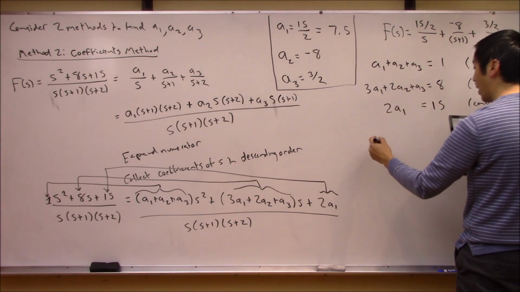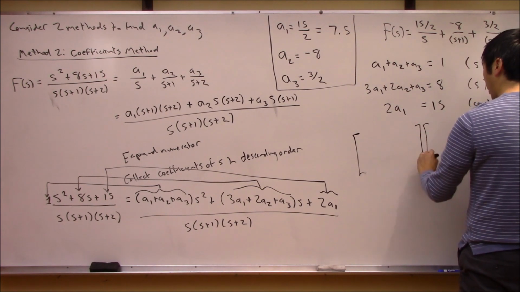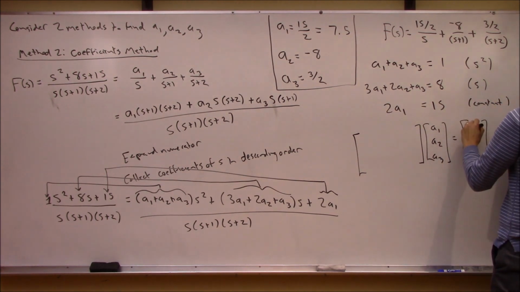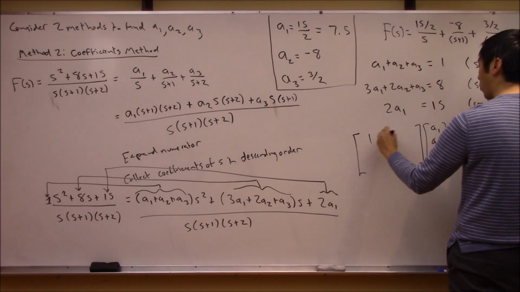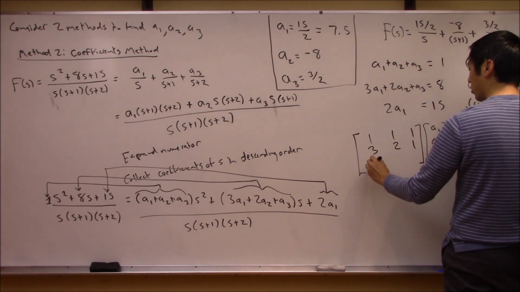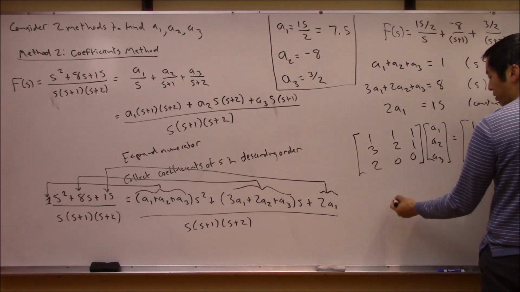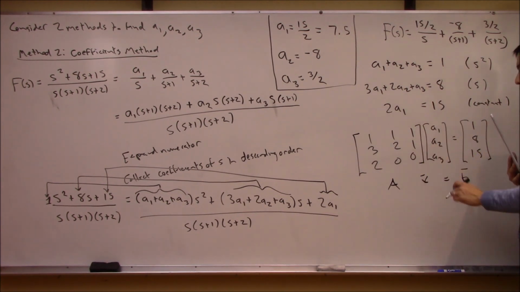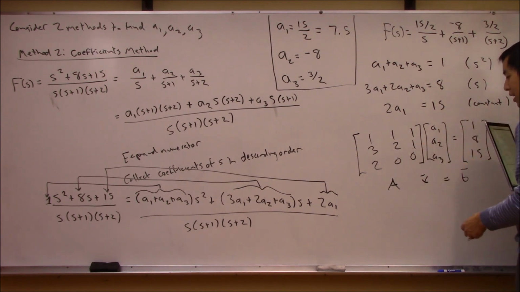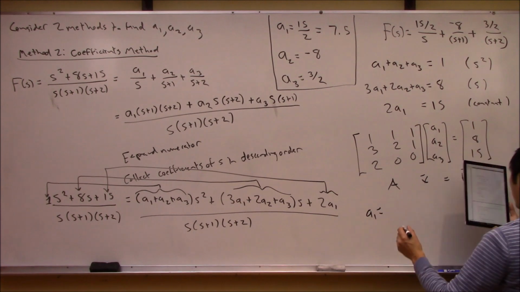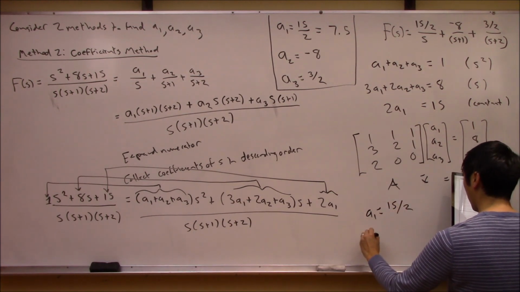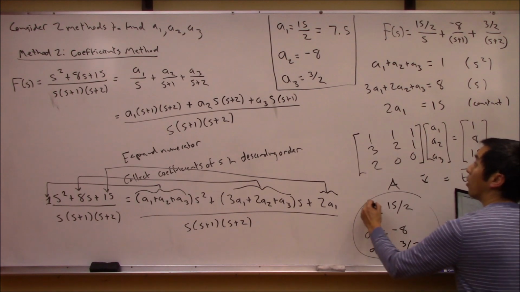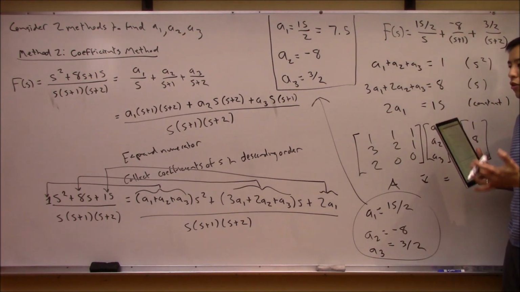Feel free, we can write this in matrix form if we want. We could pull out the unknowns, A1, A2, A3, which has got to equal 1, 8, 15, and I'll just put the coefficients here: 1, 1, 1, 3, 2, 1, 2, 0, 0. And you turn this thing into a big Ax equals b. Solve this with Gaussian elimination or an inverse, whatever you'd like, and you'd basically get A1, A2, A3 instantly. If you do that in Mathematica or MATLAB, whatever you like, A1 is 15 halves, A2 is -8, and A3 is 3 halves, which is exactly what we had earlier in the other technique. So again, there's more than one way to ride this donkey.